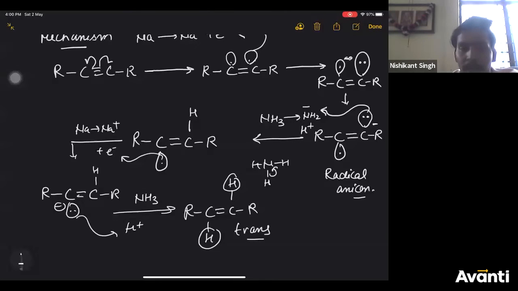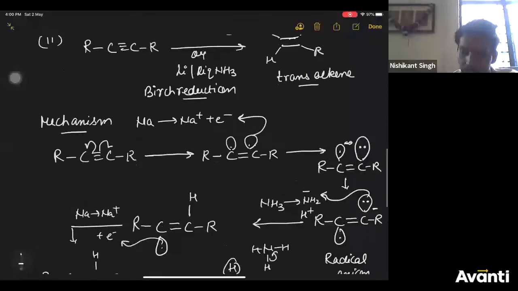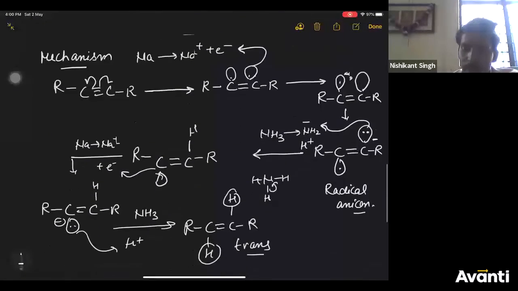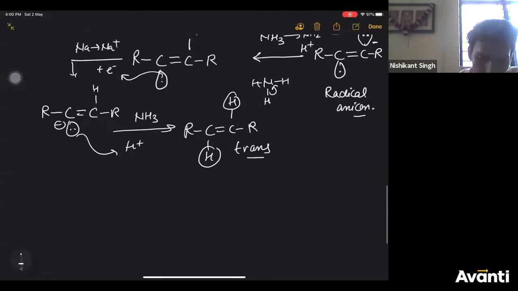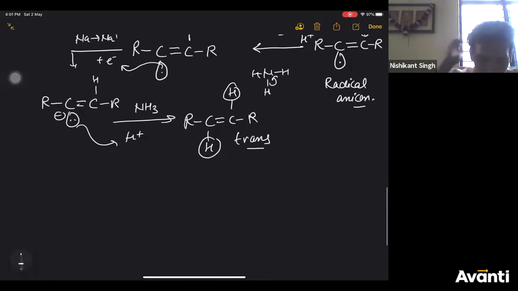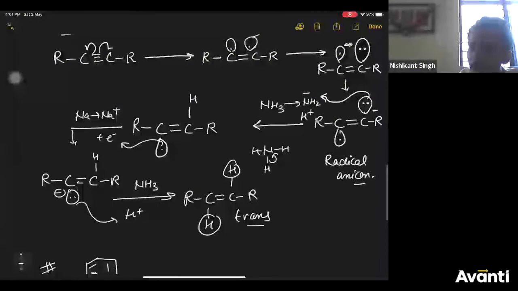Now, this is the general mechanism of Birch reduction. Now let us see some examples of it. If you take benzene, benzene can also undergo Birch reduction. Always remember, the radical and anion will always try to remain as far apart from each other as possible.